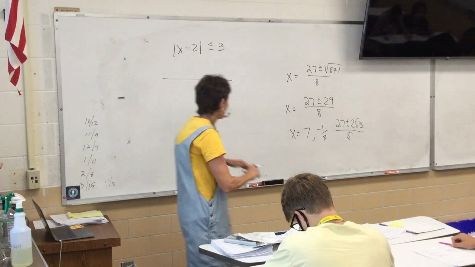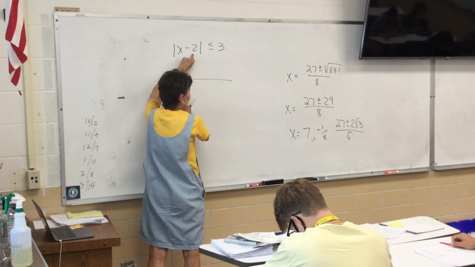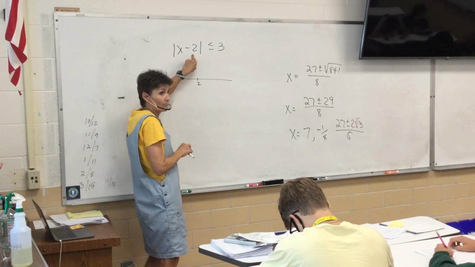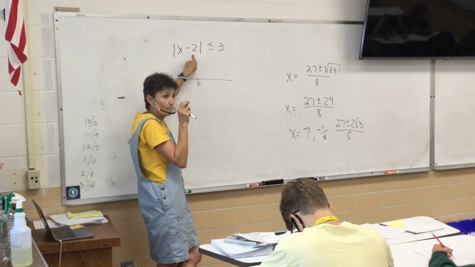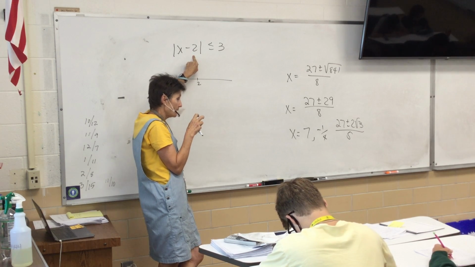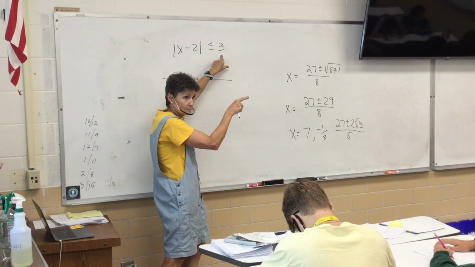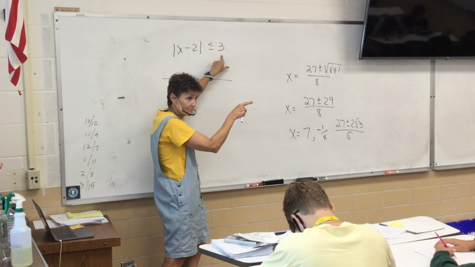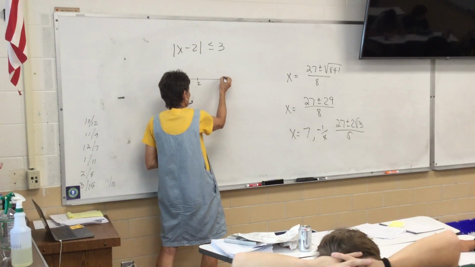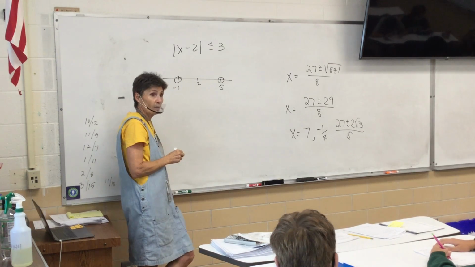Okay, so where do I start? What do I start with? No, not -2. Right in the middle goes the opposite of that number, right? Middle number, middle of the number line, opposite. Then I'm going to count 3 and 3. So 3 this way puts me at 5. 3 this way puts me at -1.